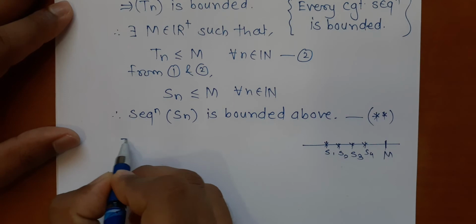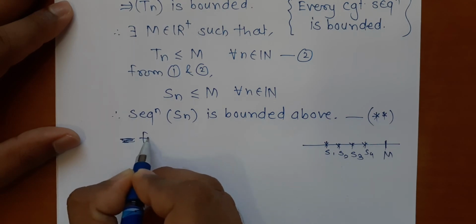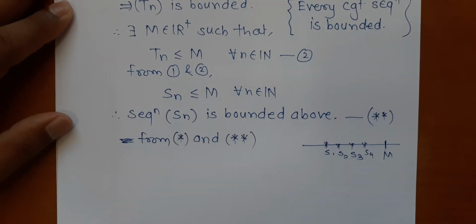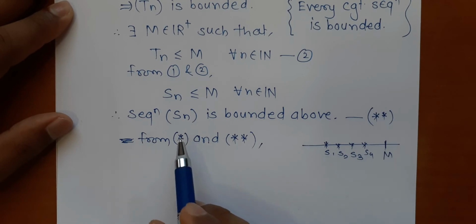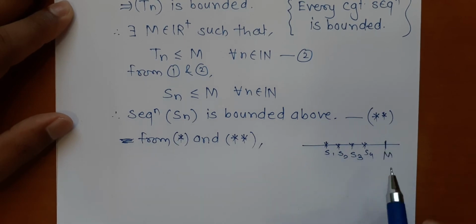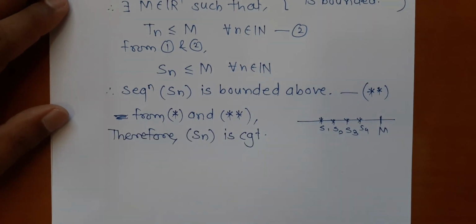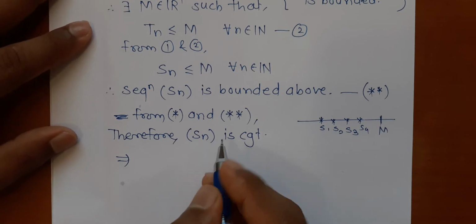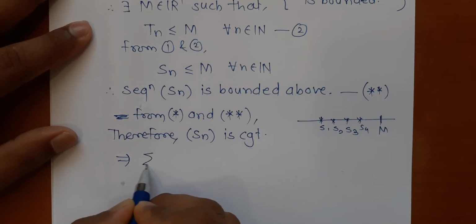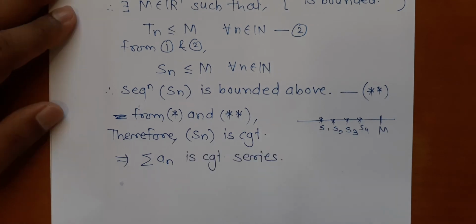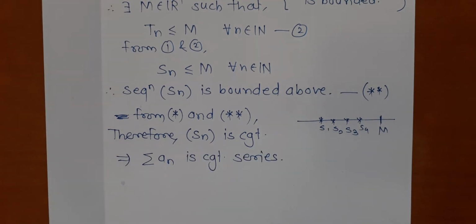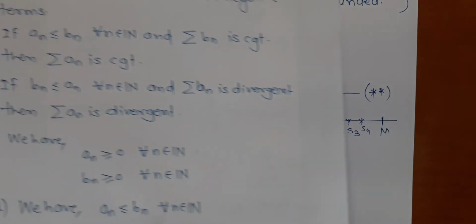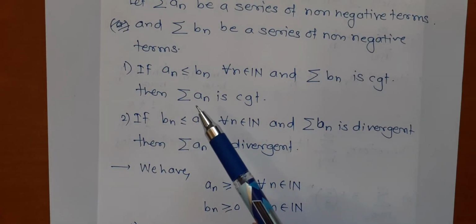From star and double star, that means it is monotonic increasing and bounded, therefore Sn is a convergent sequence. As the sequence of partial sums is convergent, the series is also convergent. What is the series of Sn? Summation an is a convergent series. In this way we have proved the first part. Let us go for the second part. I will show you what our second part is.